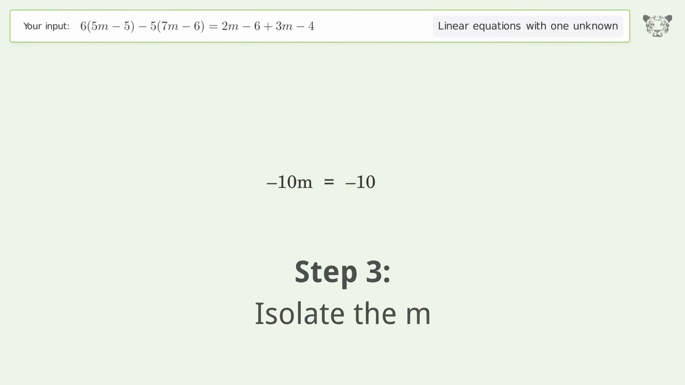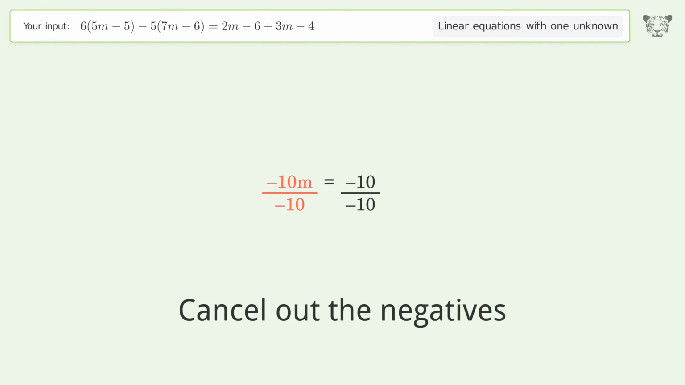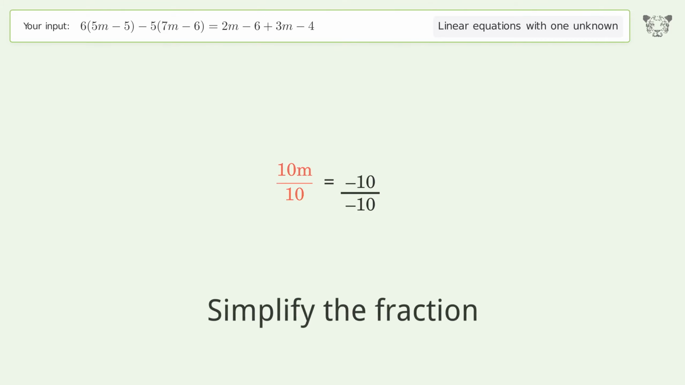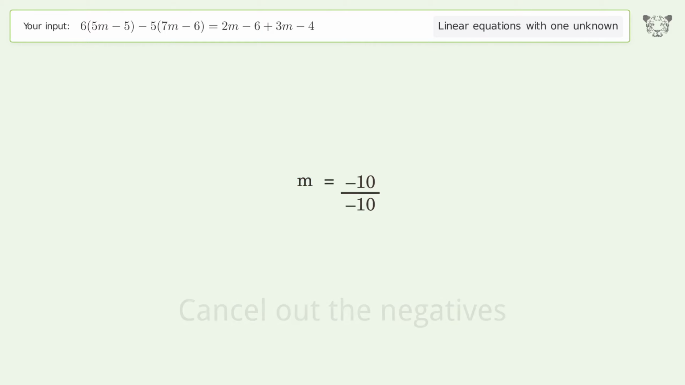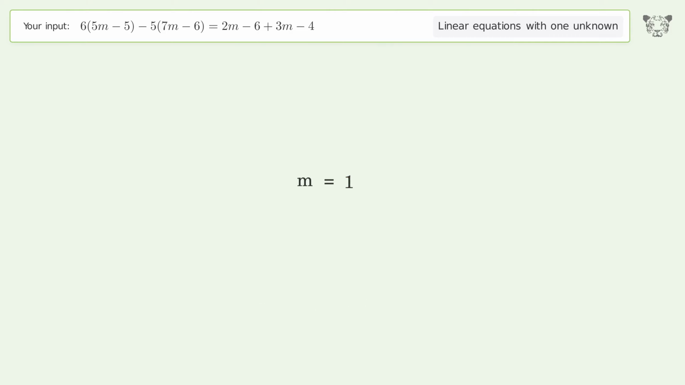Isolate the m. Divide both sides by -10. Cancel out the negatives. Simplify the fraction. Cancel out the negatives. Simplify the fraction. And so the final result is m equals 1.